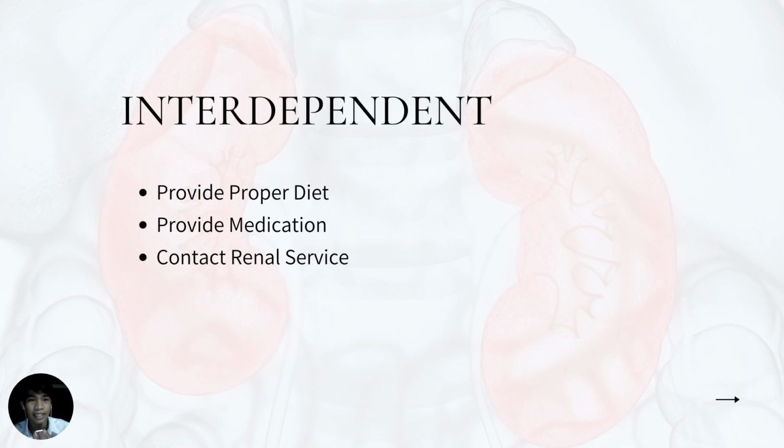Next, on our interdependent function, also known as collaborative function, provide a proper diet by offering small frequent meals. Give a no added salt diet during the acute edematous phase, and give a high protein, high carbohydrate diet unless there is renal failure or azotemia, in which case maintain a low protein diet. And to be sure, we can consult a dietitian. That's why I put it under interdependent management.